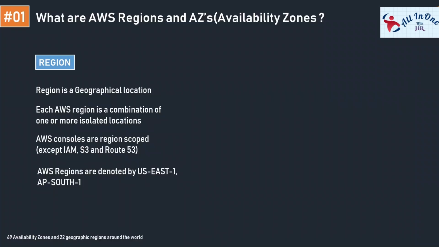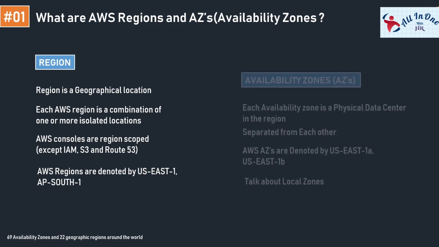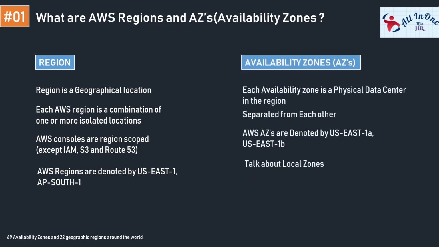So let's move forward. If regions do not have replication, how do we achieve fault tolerance and high availability? As I already said, each AWS region is a combination of one or more isolated locations. These isolated locations are called AZs or availability zones. Each availability zone is a physical data center in the region, and it can have one or more data centers as well. There can be multiple availability zones in a particular region. They are all separate from each other.